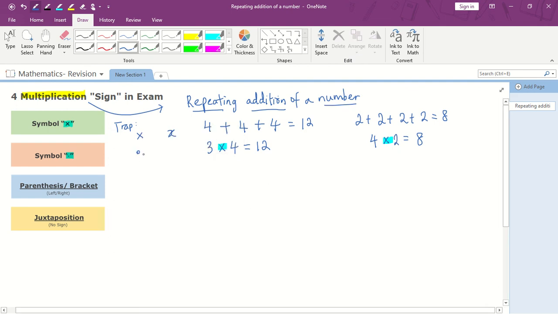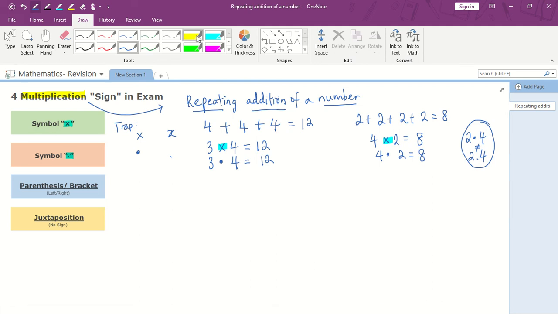Please don't confuse this dot with the decimal point. For example, sometimes we look at questions like 2 dot 4. Don't take it as the same as 2.4. They are different. So remember, 3 times 4 is, with the dot, 3 dot 4 is equal to 12. 4 dot 2 is equal to 8.